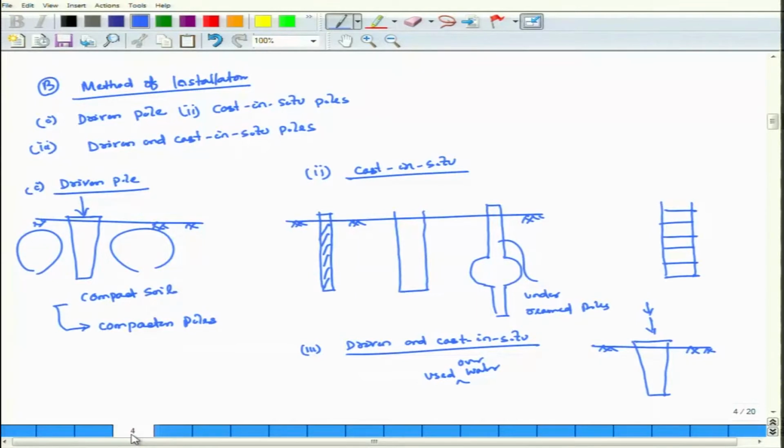Cast in situ means you have to do everything in the ground. Take a borehole, prepare your caging in the ground, insert the caging, and do the concreting. It may be a straight shaft pile or it may be an under-reamed bulb shape pile. Driven and cast in situ is used particularly where the water table is there, where a borehole cannot be done. In that case, the pile is cast in the field, and the same is done in situ by means of driving.